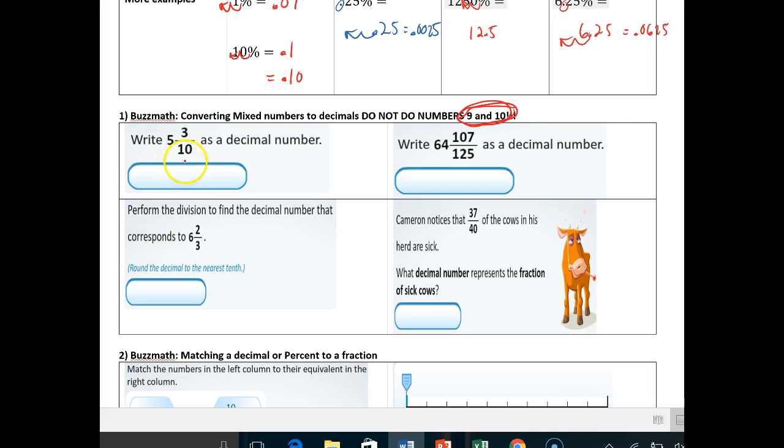5.3, sorry, I gave you the answer. 5 and 3/10, it's just 5.3. Where did I get the 0.3 from? Right here, this 3/10. Base 10 is magical.